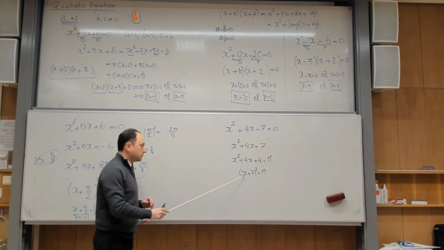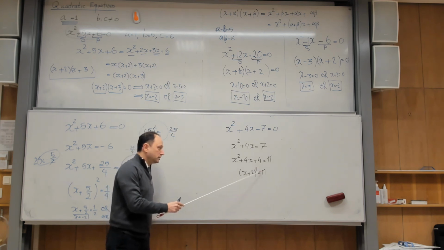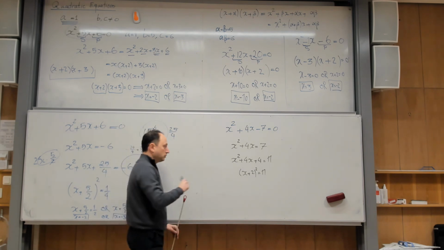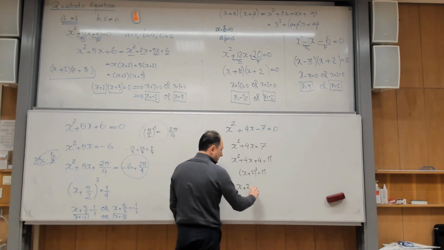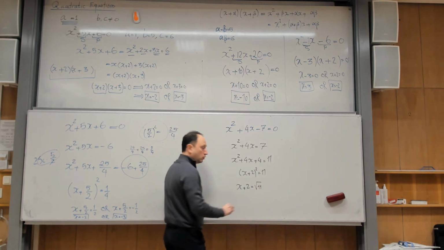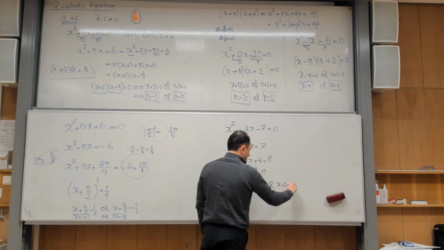So can you tell me what is x plus 2? x plus 2 is a number so that when I square it, it becomes 11. So what is that number? What is it? Either square root of 11 or minus square root of 11.